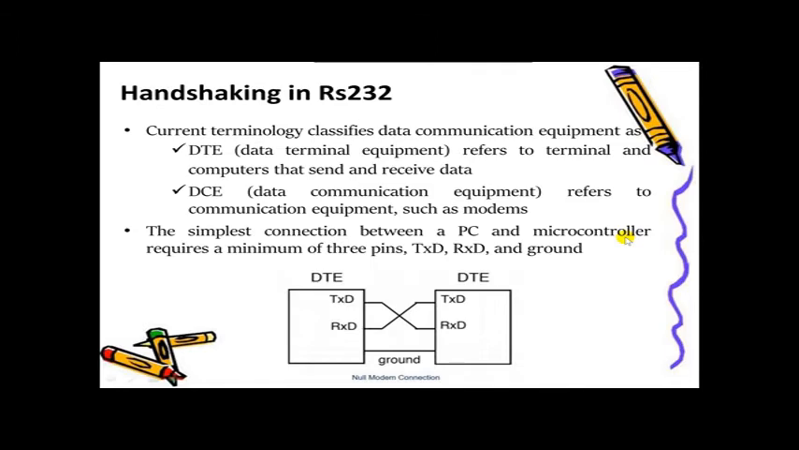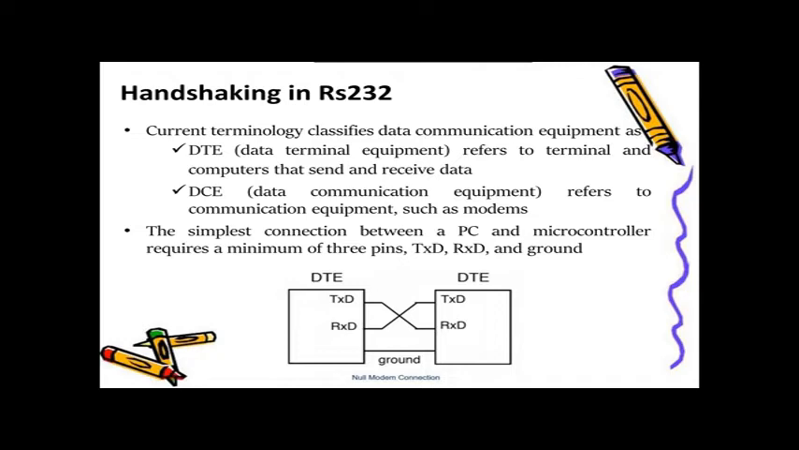Handshaking in RS232. The current terminology classifies data communication equipment as DTE and DCE. DTE is data terminal equipment, which refers to terminals and computers that send and receive data. DCE, data communication equipment, refers to communication equipment such as modems. The simplest communication between a PC and a microcontroller requires a minimum of 3 pins, that is TXD, RXD and ground.